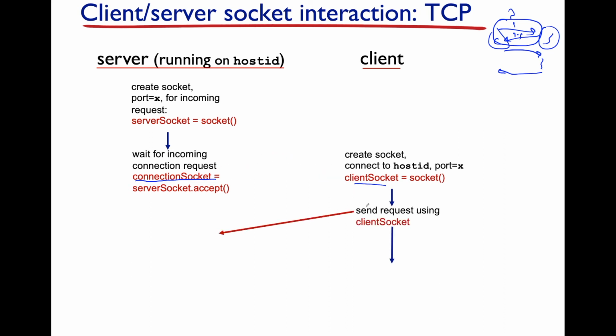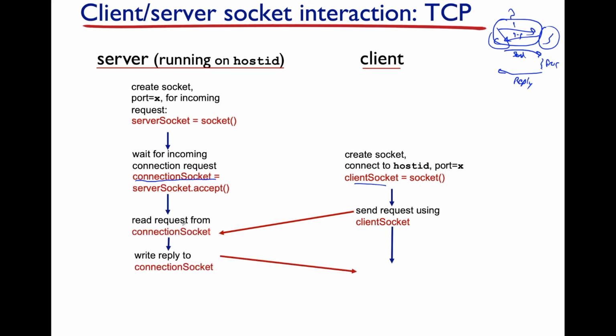Now the client sends a request using its client socket endpoint, and that corresponds to the second round trip. So this is the send, this is the processing, and this is the reply from the server. The server reads this request from its connection socket, and you'll notice this is the connection socket it's reading the request from, not the server socket. The server socket has done its job for this connection, and now the server is busy listening on the server socket for another client's incoming connection request.